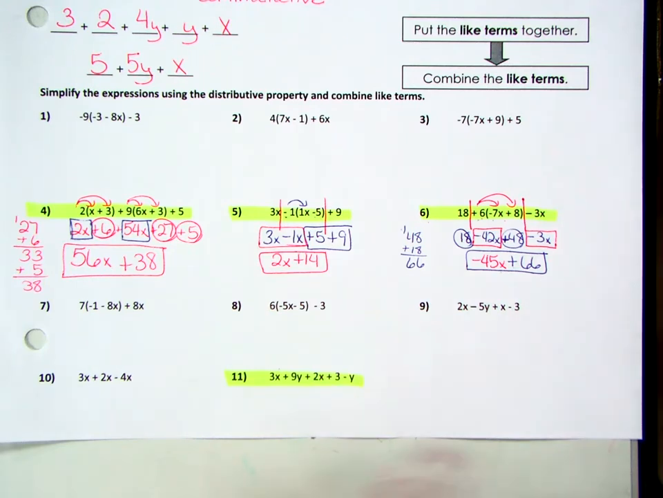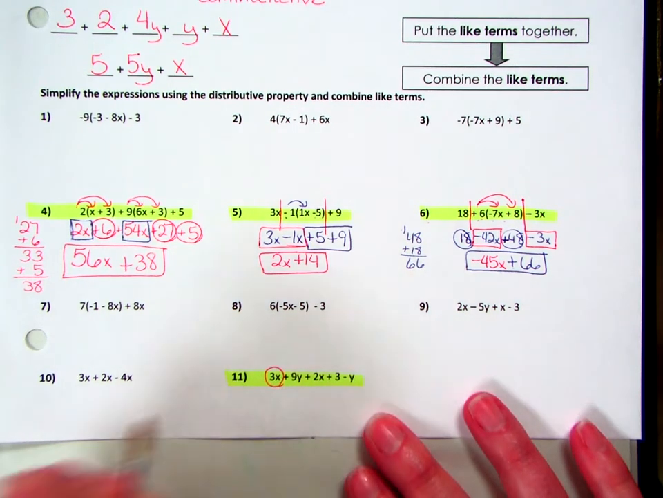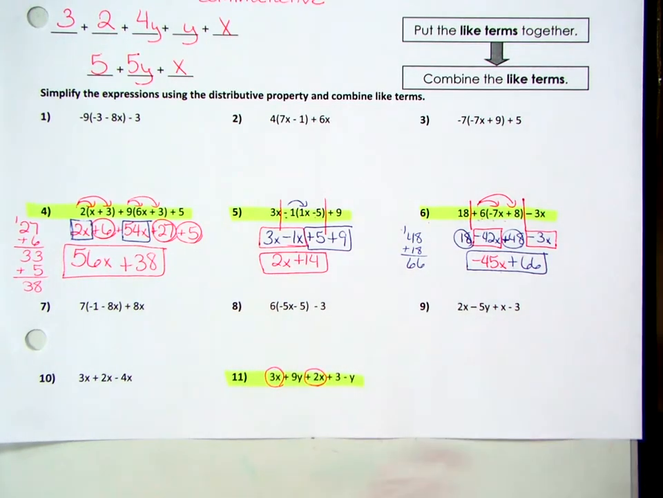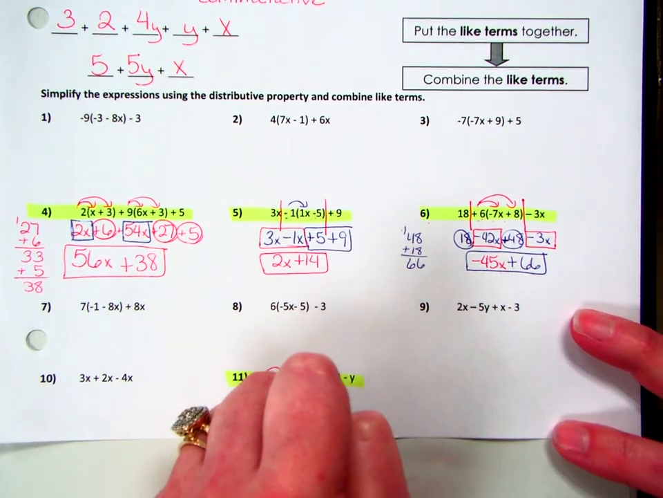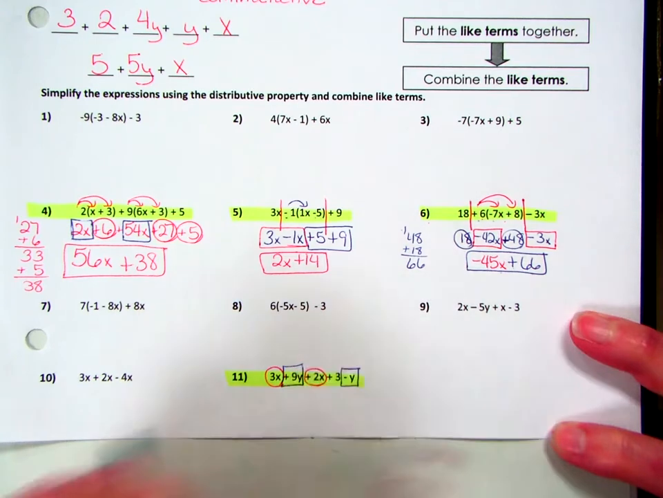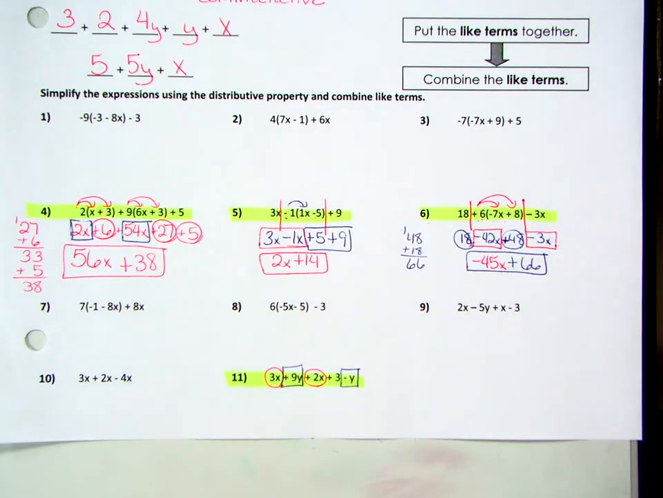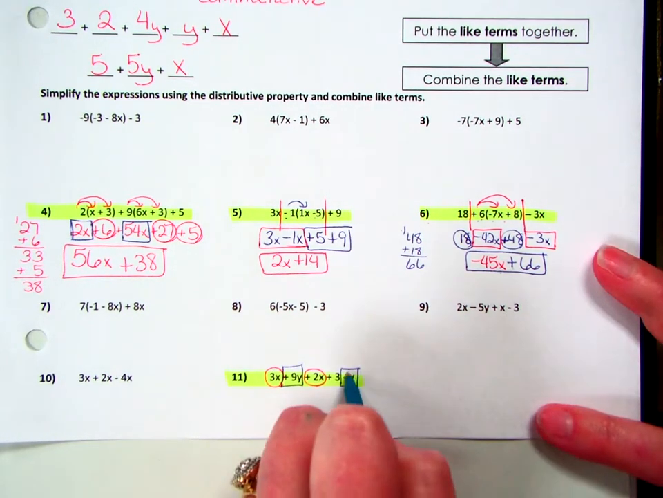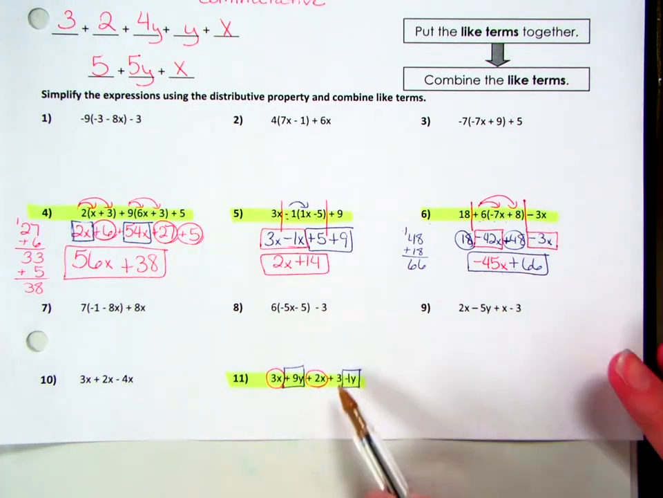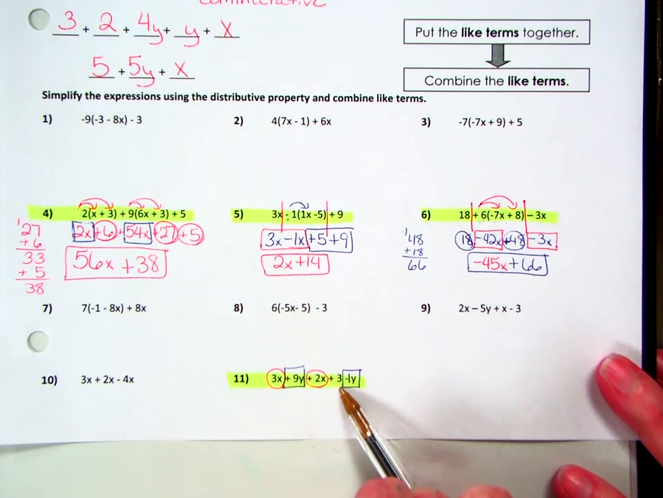I have 3x, so I'm going to circle that, and I have a positive 2x. Those are like terms. Then I have a positive 9y. I'm going to use a box for that. And then I have a minus y, or a negative y. Now, remember that that negative y is a negative 1y, so I can use that to help me combine my like terms. And then, of course, I have this positive 3 constant out by its lonesome self.